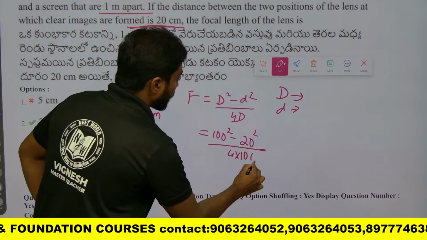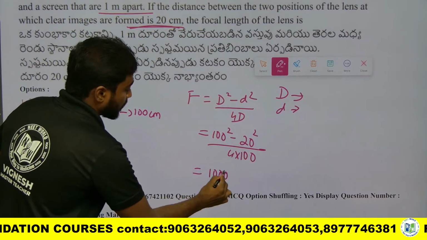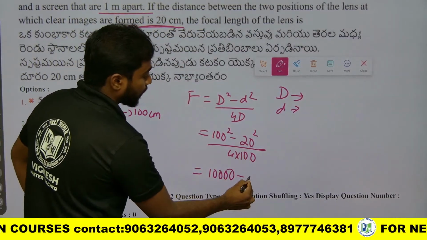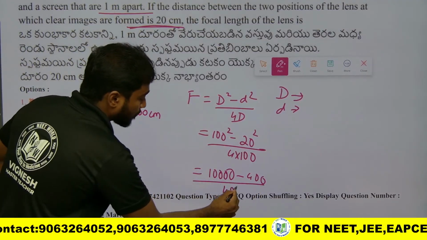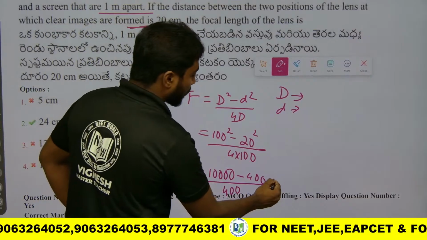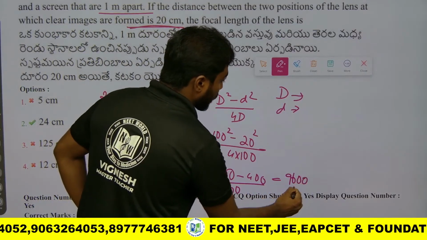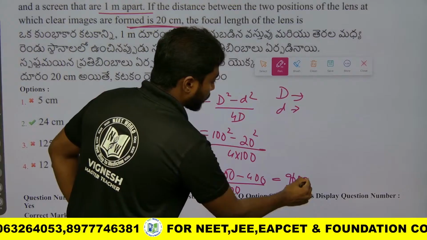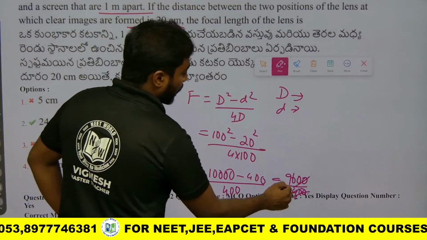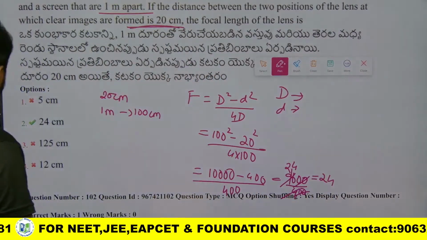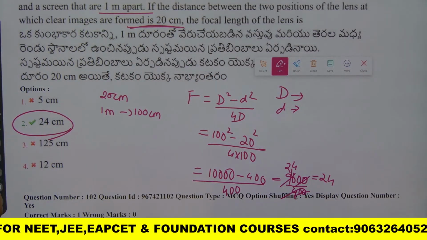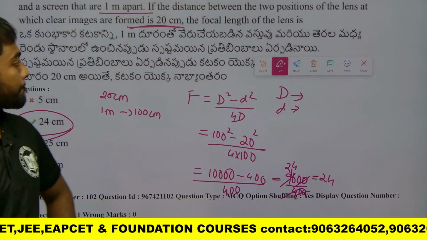What is 100 square? It is 10,000, minus 20 square, which is 400, divided by 400 again. So 10,000 minus 400 is 9600 divided by 400. Two zeros cancelled, and we get 24. 24 is the answer.